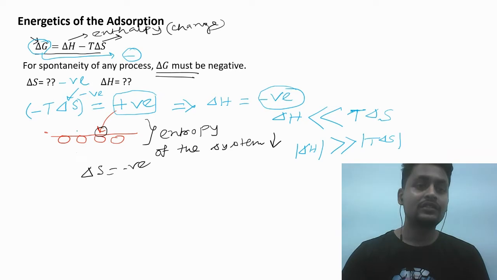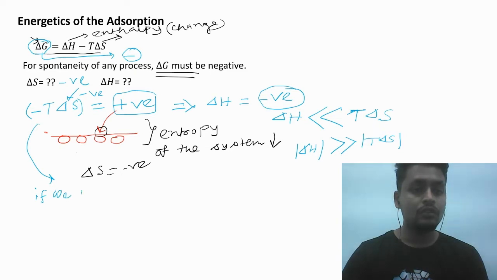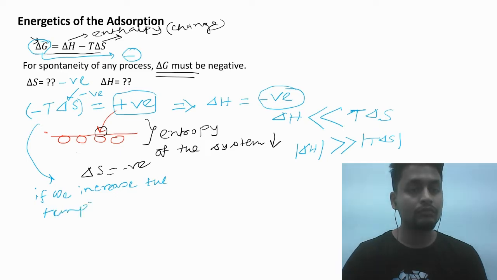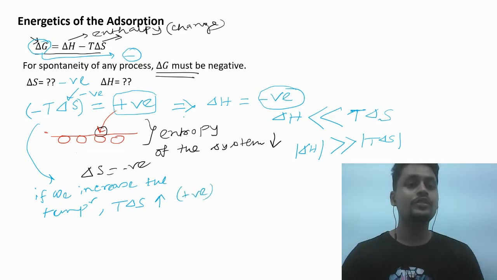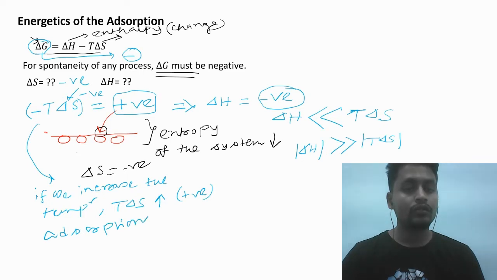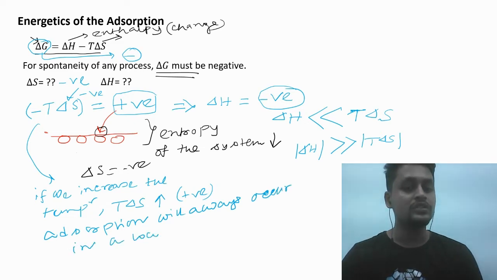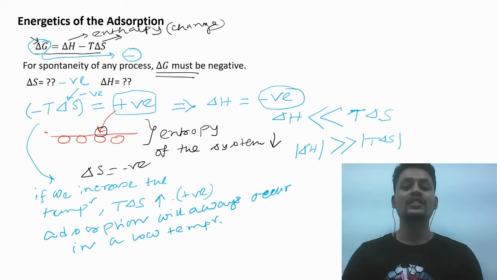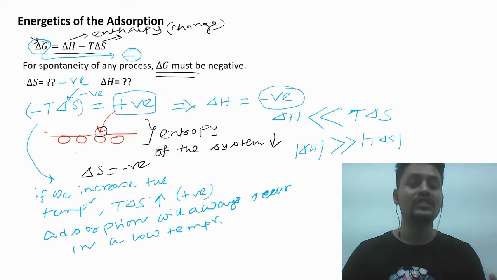And also you think that this T delta S is positive. So that means if we increase the temperature, then the overall T delta S term will increase, and that's a positive. So again, the spontaneity will be hampered. So that means adsorption will always occur at a low temperature, right? If you increase the temperature, the chance of adsorption will be lesser.